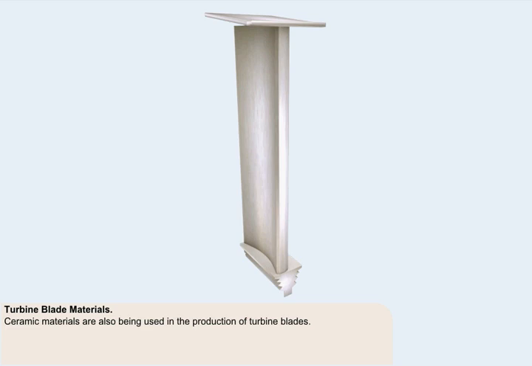Ceramic materials are also being used in the production of turbine blades. Originally, the ceramic was applied as a plasma spray, the coating giving very good protection against a corrosive condition caused by a reaction between the base metals of the blade, the sodium in the air, and the sulfur in the fuel.